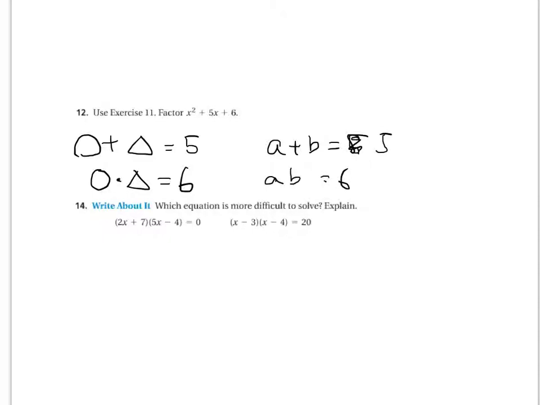Number 14, write about it. Which equation is more difficult to solve? Explain. You don't really have to solve it, but explain which one's more difficult. So here, it looks more complicated right there, but you got 0 right there. Right here, it looks simple, but you got 20 here. I want you to think about, here's a hint, ZPP. I want you to use that concept in your writing. Okay?